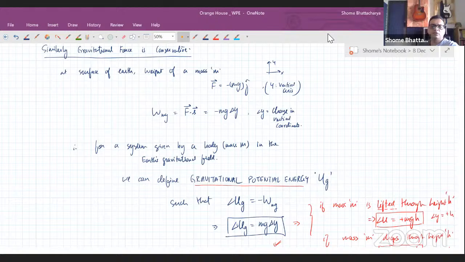Yeah, so it is independent of path. It doesn't matter whether it's moving along an inclined plane or it is directly lifted or it is going by some curved path. It might be going in vertical circular motion. Whatever be the case, it's independent of path.